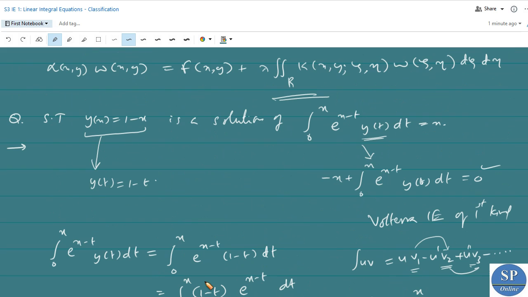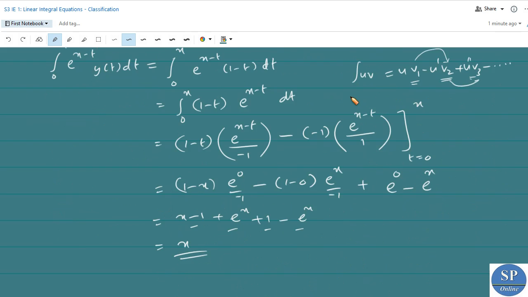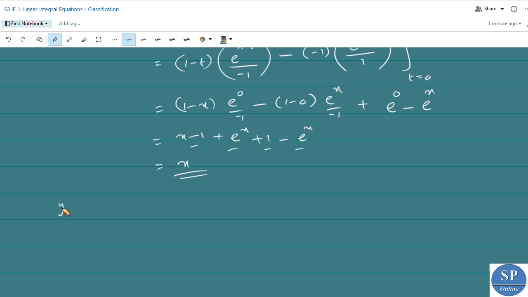So we have proved that the integral from 0 to x of e power x minus t y of t dt is equal to x. That means when we replace the function y as 1 minus x, this equation is satisfied. That means y of x equal to 1 minus x is a solution of the given differential equation. I mean, sorry, integral equation. Okay.